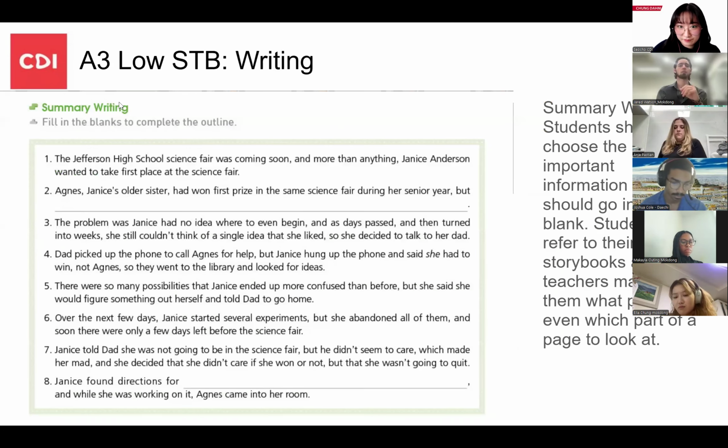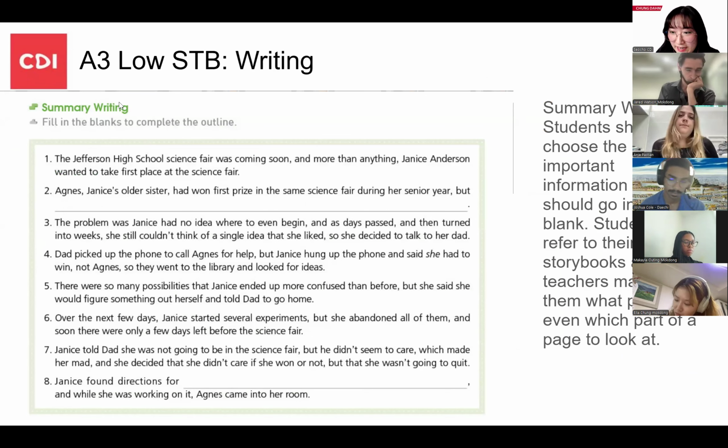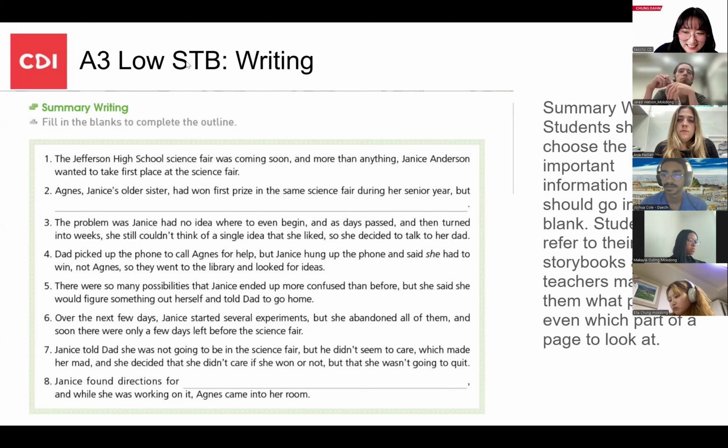Okay. And then we come to the summary writing page. So students need to choose the most important information from this part of the story. So this is basically the entire story summarized into 8 sentences. So you can see this one has blanks at number 2 and number 8. I sort of guide my students. I ask them, oh, this is number 8. Which part of the story do you think it is in? Is it the beginning or the middle or the end? And hopefully they can tell you, I should look at the end of the story.